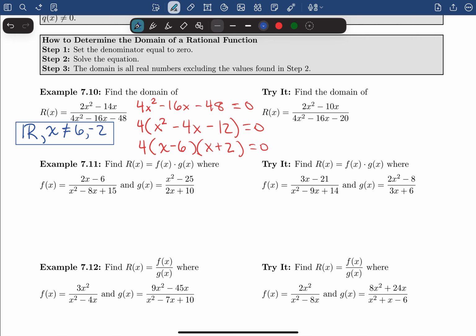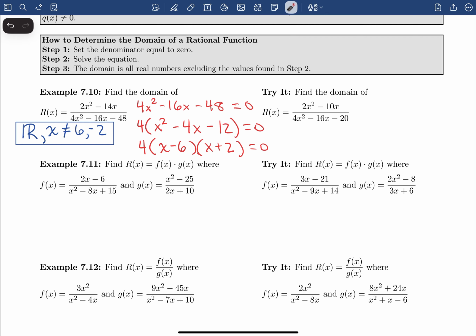Great. So that is how you find the domain of a rational function. You just take the denominator, set it equal to 0, and solve for the variable, and then put a big slash through the equal sign to say, hey, x cannot equal those things. But it can equal anything else, right? All real numbers except for those two values.